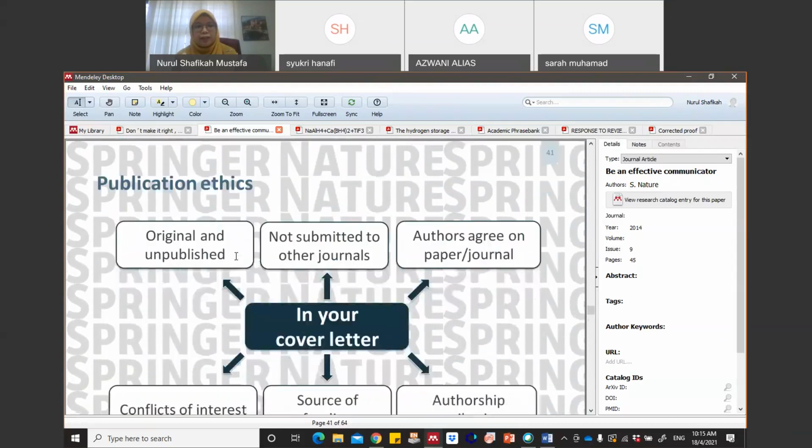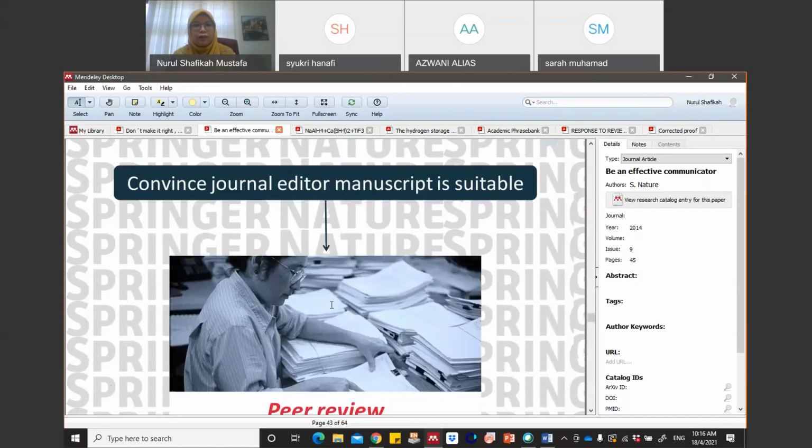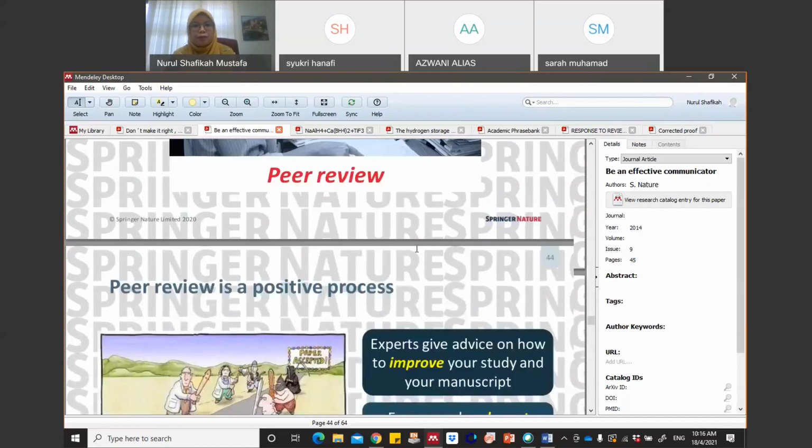Okay, publication ethics in your cover letter. This one, suggestion, and not submitted to other journals. So it means here, if you have submitted to one journal, you cannot submit to another journal at the same time. It means you must wait until your manuscript is either rejected or accepted. If rejected, then after that you can submit to another journal. So you cannot submit to the same journal in three or four publishers at one time. It's very much publication ethics. Original and unpublished, not submitted to other journals, authors agree on the paper, authorship, contribution, state this in your cover letter. Okay, convince the journal editor that it is suitable.